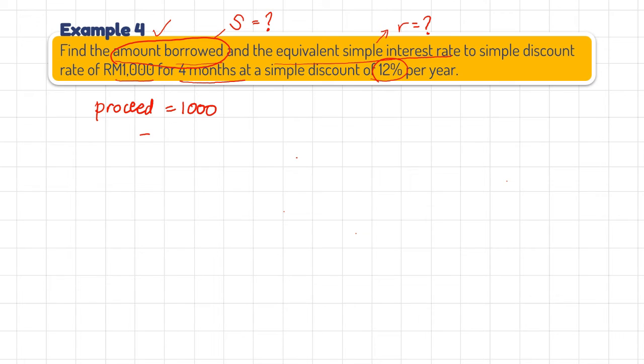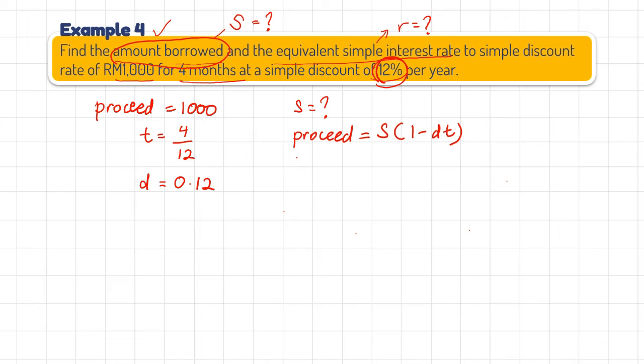Our T will be 4/12. Since the question gives you 4 months, we need to convert our T into years. Therefore, we will write T equals 4/12. Next, we have 12%. 12% is the simple discount rate, represented by small letter d. D equals 0.12. For the first question, where we need to find S, we have the formula proceeds equals S times 1 minus dt.